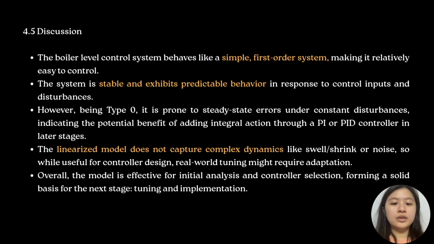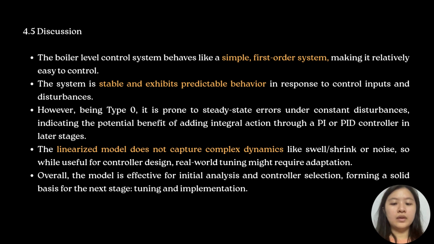For this part 4, we identify that this boiler is a simple first order system, easy to control, stable, and exhibits predictable behavior. However, being type 0, it is prone to steady state error under constant disturbance, indicating the potential benefit of adding integral action through a PI or PID controller in a later stage.